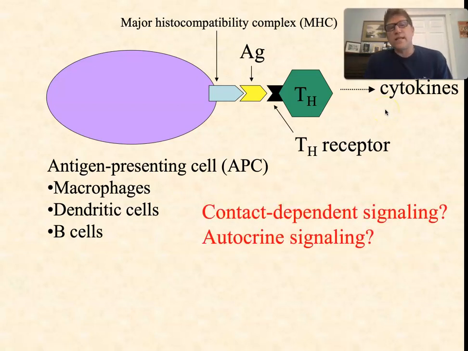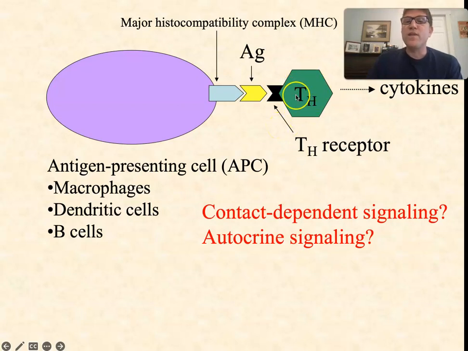So my question to you is, is this contact-dependent signaling? Or is this autocrine signaling? Is it possibly both? Contact-dependent signaling happens when the signal molecule is bound to the surface of a presenting cell, and the receiving cell has its receptor on its surface. So the signal gets personally delivered directly to the cell that's going to receive it. We call that contact-dependent signaling.